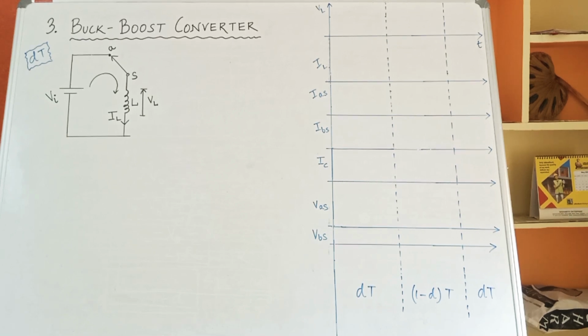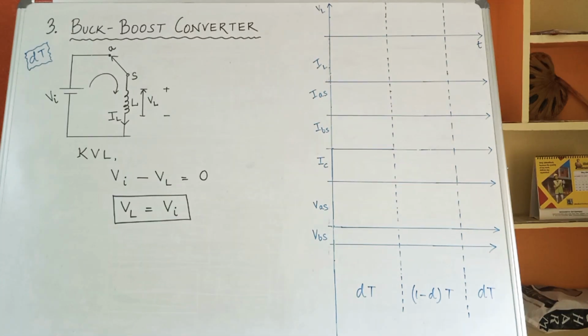With the direction of current flowing as shown in the diagram, the upper terminal of the inductor is positive and the lower terminal of the inductor will be negative. So now we will apply KVL in the clockwise direction. So Vi minus VL gives you 0, so VL is equal to Vi. And since Vi is an input DC voltage which is constant, VL will also be a constant value with magnitude Vi.